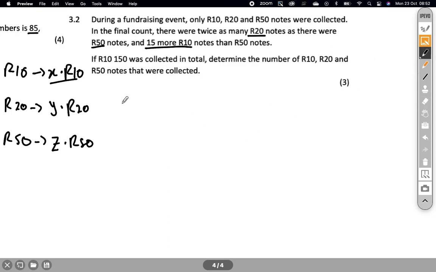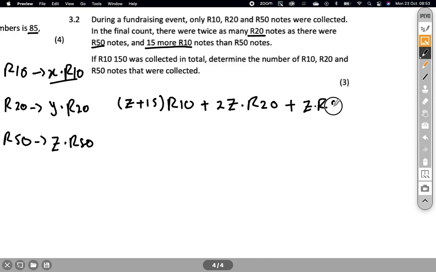So now we have seen that since you collected 15 more 10 Rands than 50 Rand, it's going to be Z plus 15 multiplied by the 10 Rand. Plus, it said twice as many 20 Rand notes as there were 50 Rand notes. So this is going to be 2Z multiplied by 20 Rand plus Z 50 Rand. And all that in total should give us 10,150.